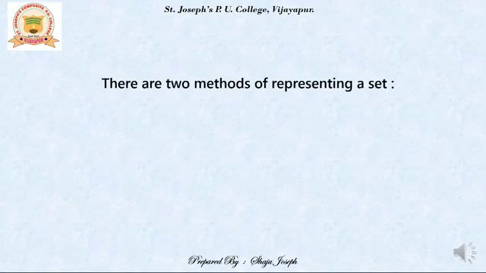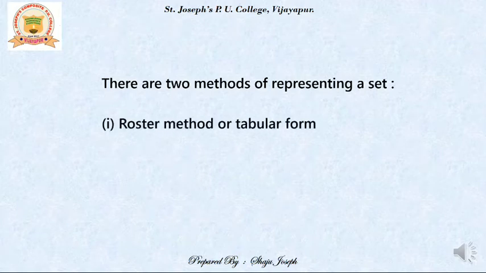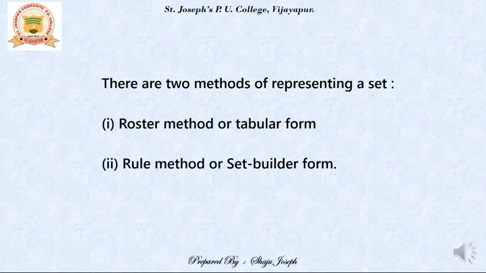There are two methods of representing a set. First one being the roster method or tabular form, in which we list out the elements. The second being the rule method or set builder form, where we write the properties. Let us discuss the two methods of representing a set in detail.